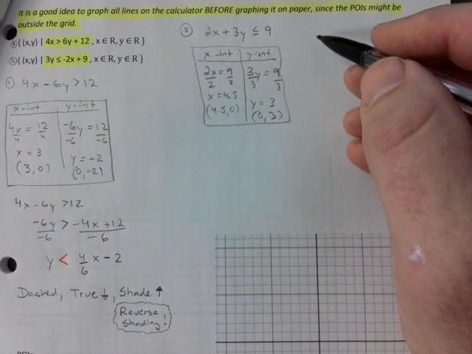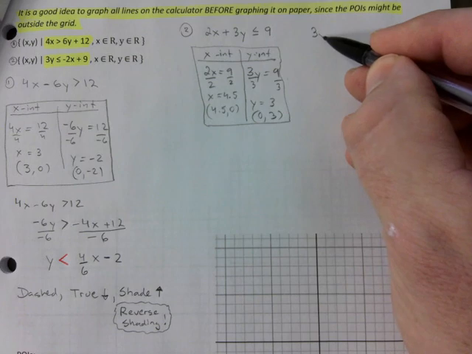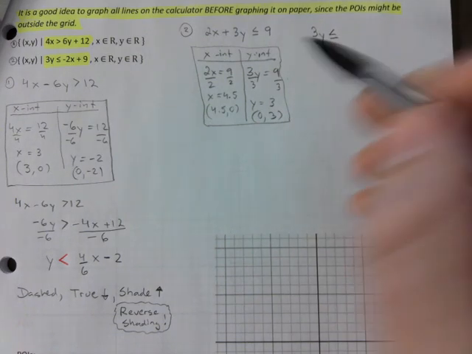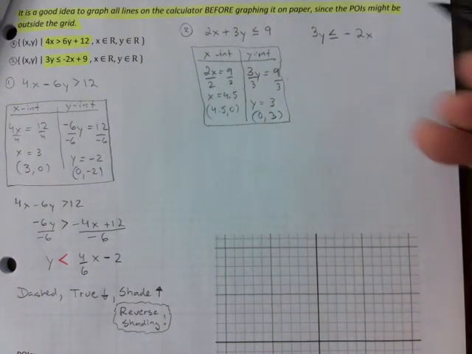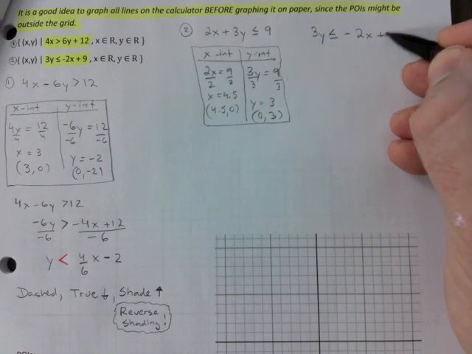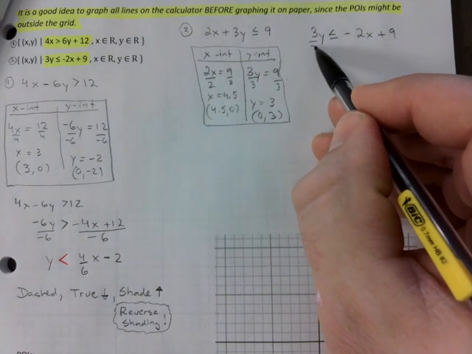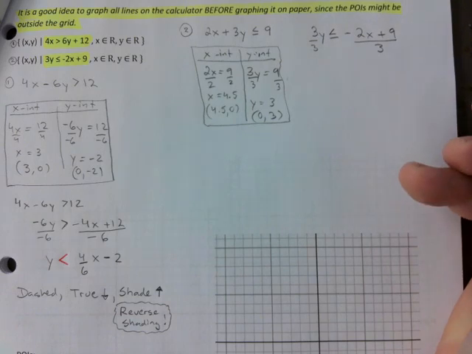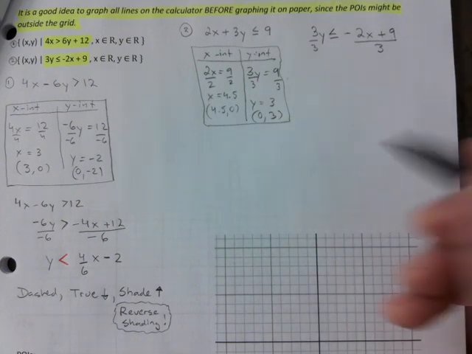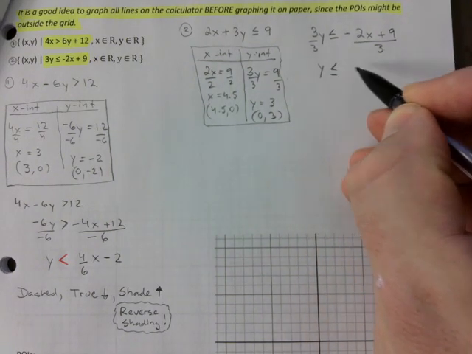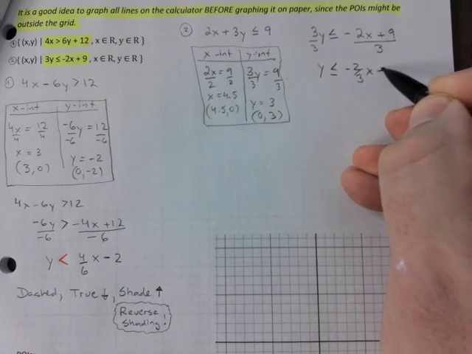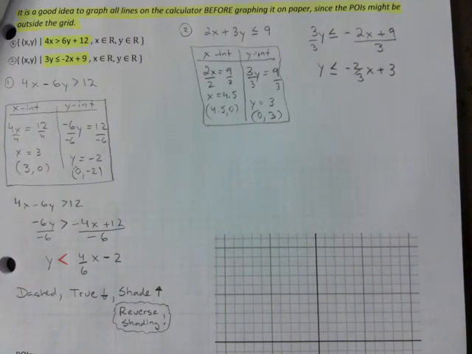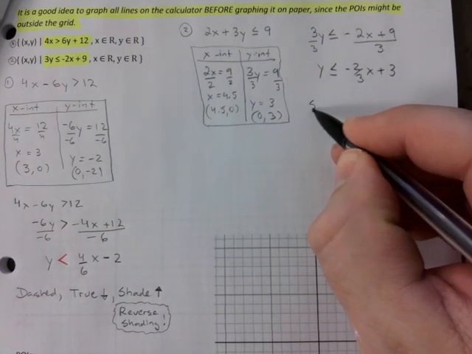Write it into y equals mx plus b form. That's what I mean. So 3y is less than or equal to, this 2x comes over to the other side, negative 2x, plus 9. Divide everything by 3. Do I need to flip the sign? No. Why not, Mr. Jackson? Because it's not a negative that I'm dividing by. Okay. Negative 2/3 x plus 3. Okay, solid.